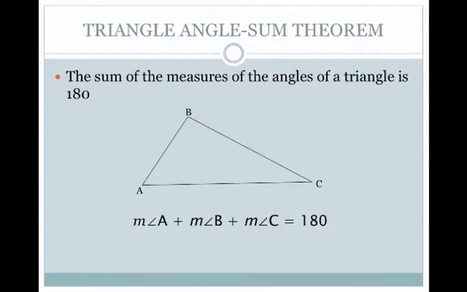All right, your other theorem in this section is that the sum of the measures of the angles in a triangle is 180 degrees. Most of us already know that. So if we take angle A plus angle B plus angle C, it should equal 180 degrees if we have a triangle.